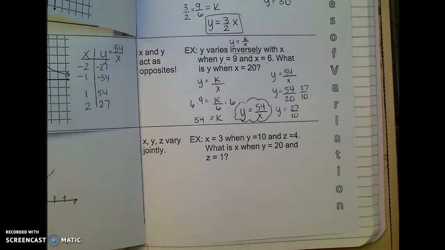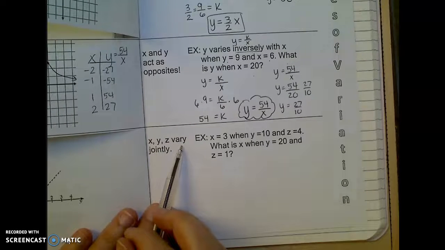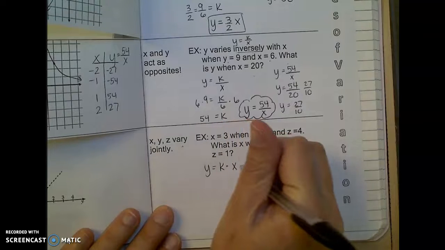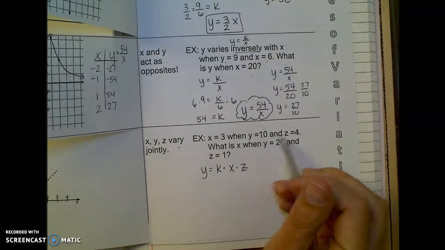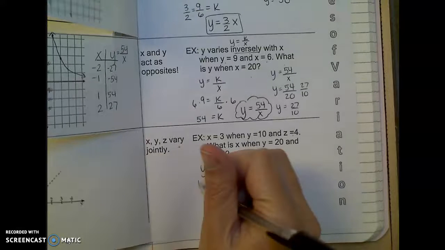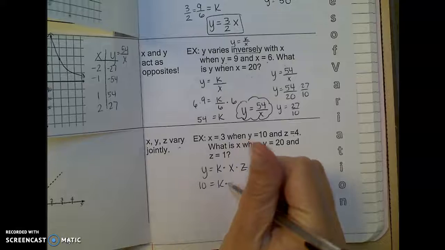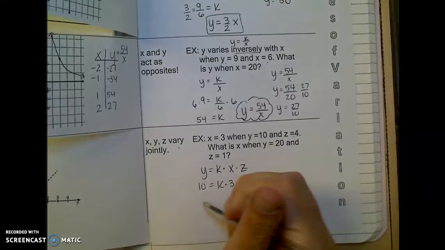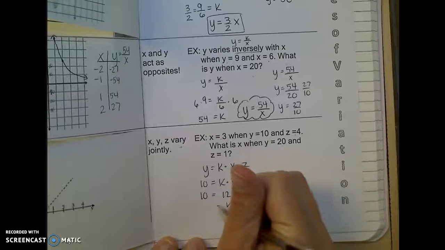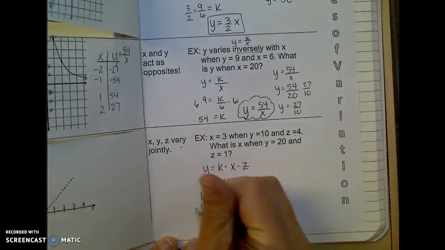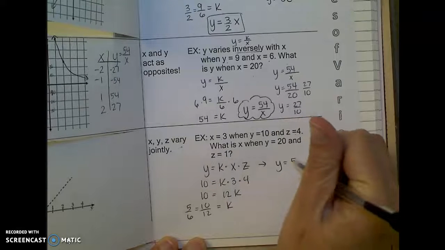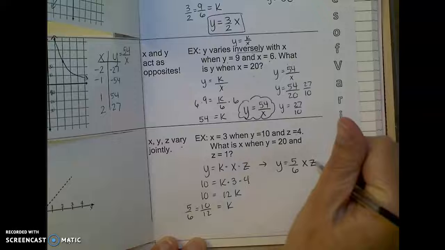Basically, if we are told that x, y, and z vary jointly, then we're going to go y equals k times x times z. And all these numbers here will allow me to solve for what k is. So we can put 10 in here, 3 in here, 4 in for z. And so then we'll have 12 times k, and divide by 12 on both sides. We'll have 10 over 12, which reduces to 5 over 6.